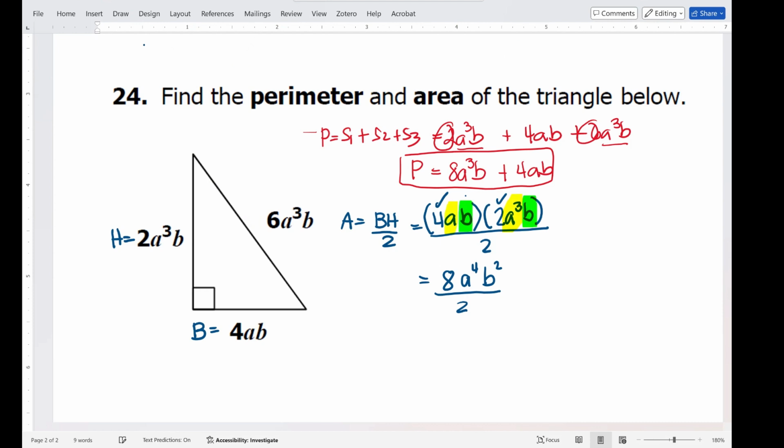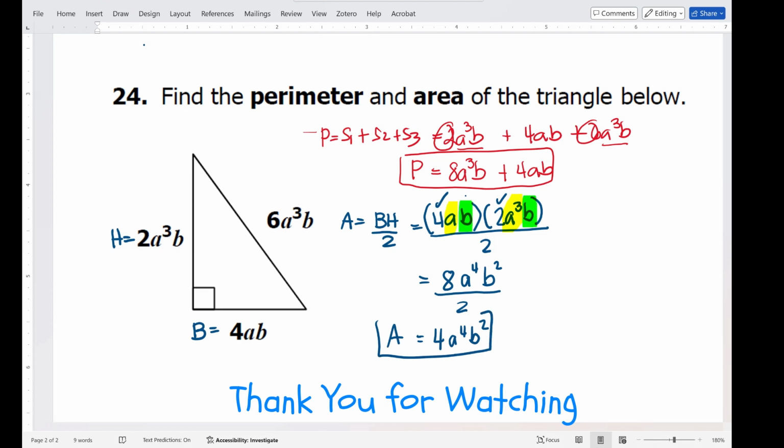Now, finally, we simplify, okay? So 8 divided by 2 gives me 4. And then my final answer here is a raised to 4, b raised to 2. This is the area of my triangle.